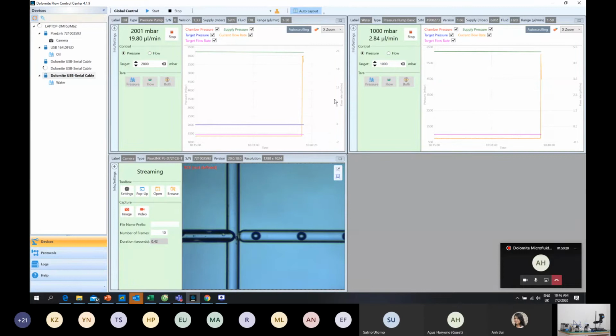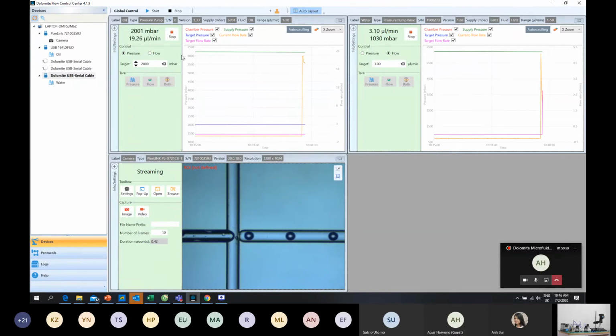The flow rate ratio is, in this case, around 7. To stabilize the flow rate, I will change to flow mode. For example, in this case, I will change to 3 here.